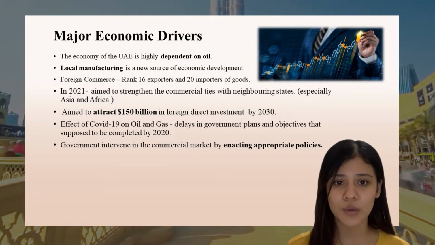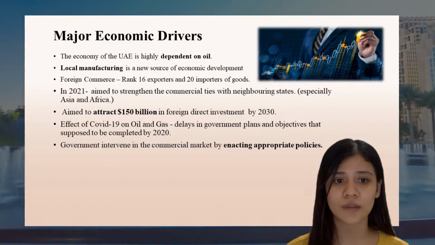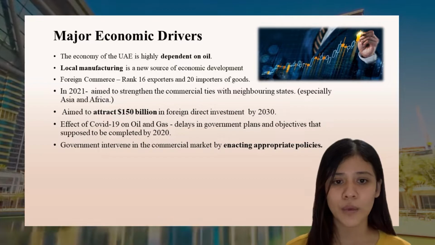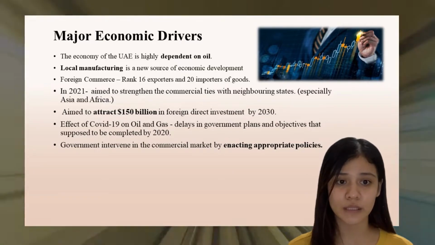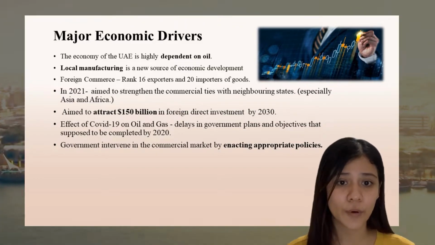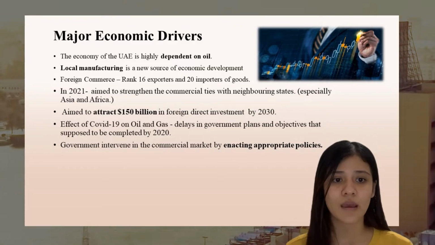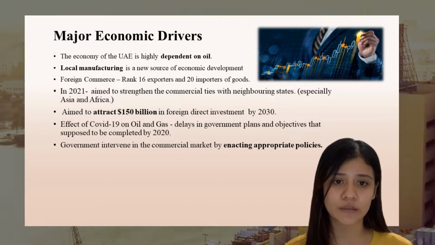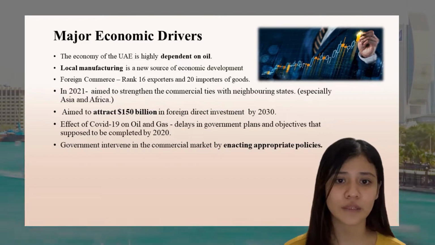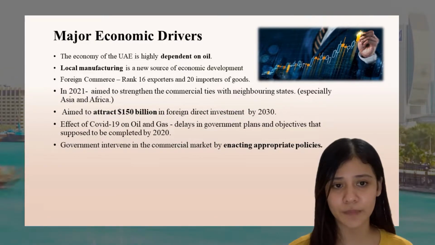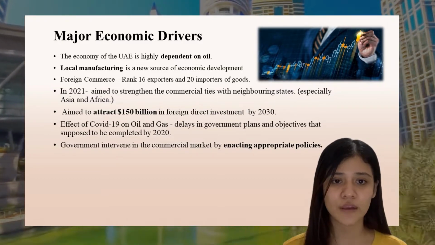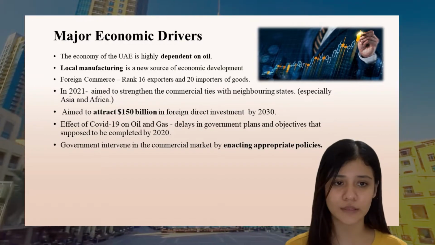In 2021, the UAE aims to strengthen its commercial ties with neighboring states, particularly in Asia and Africa. The UAE claimed that it aimed to attract $150 billion in foreign direct investment by 2030. The collapse of the oil and gas industry during the COVID-19 crisis has caused delays in government plans and objectives that were supposed to be completed by 2020. Several businesses have suffered large financial losses as a result of the pandemic outbreak. Therefore, the government intervened in the commercial market to save these businesses by enacting appropriate policies.